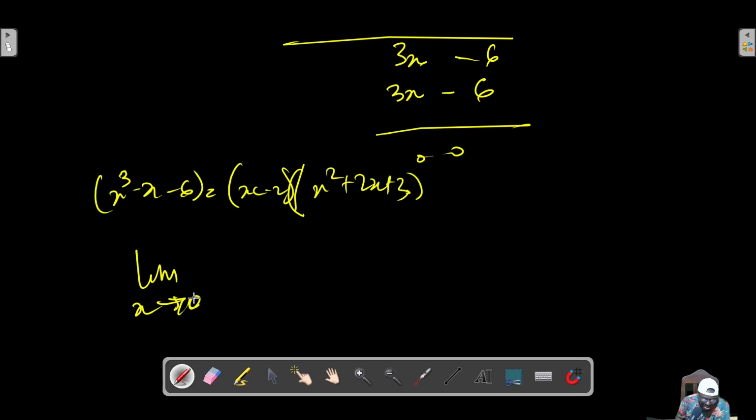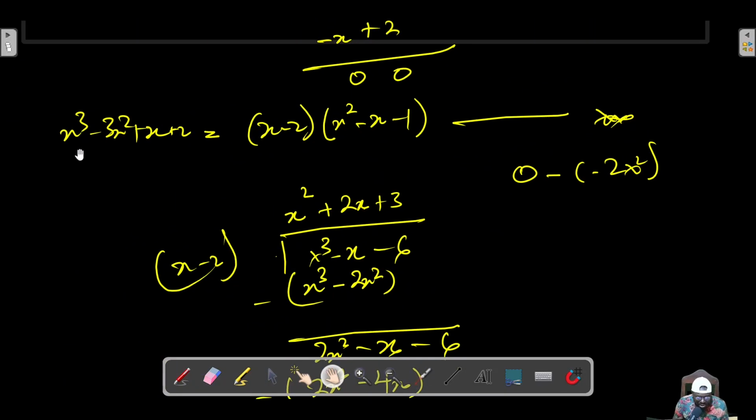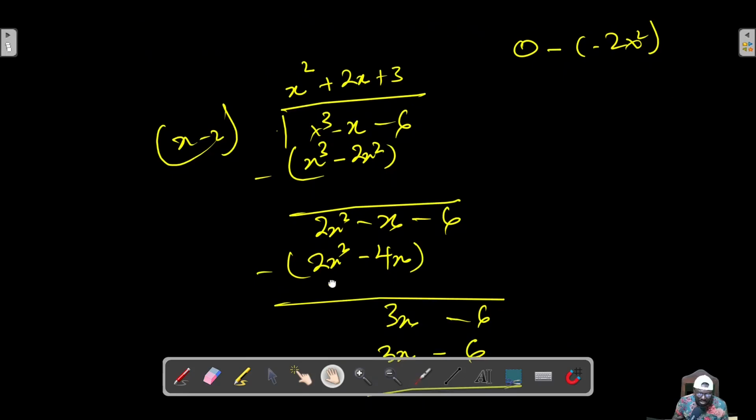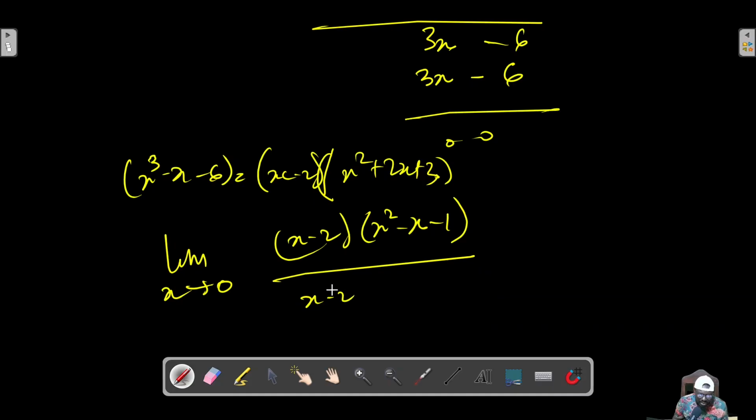So limit as x is approaching 0. It was approaching 2 rather, yeah. x is approaching 2. Now the numerator was this expression, so replace that with this, which is x minus 2 times x squared minus x minus 1, all on x minus 2 times x squared plus 2x plus 3.